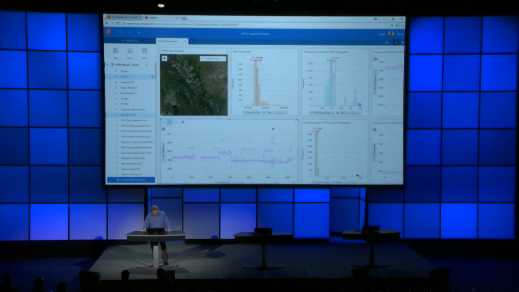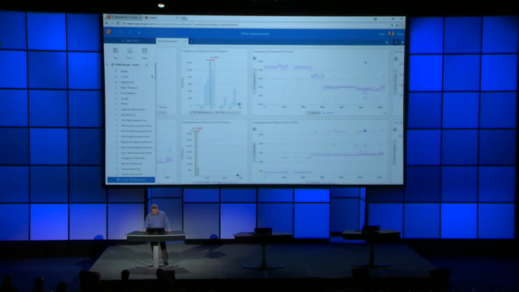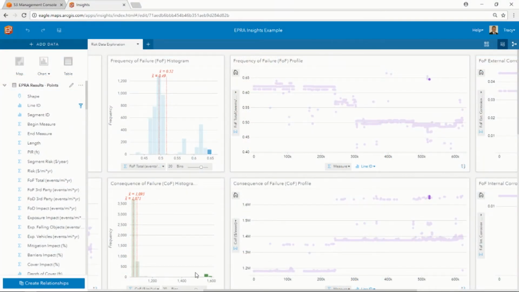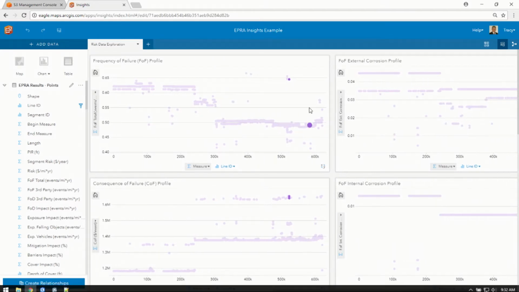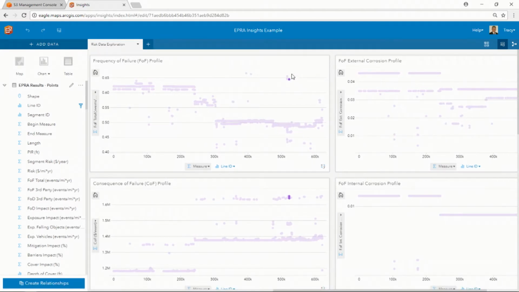And if we start to dig down into that data a little bit, recall that total risk is a function of frequency of failure combined with consequence. And we see that we've got both a high frequency of failure and high consequence of failure here. Not unsurprising, given that those are the worst segments on the line, but not always the case. If we look at them on the profile plots, what we see is that, yes, we do have an elevated frequency of failure, and we do have elevated consequence of failure.